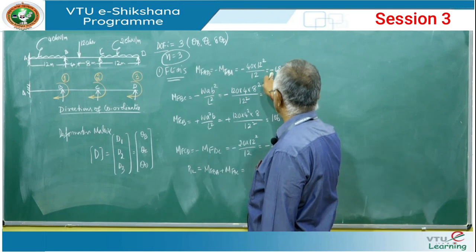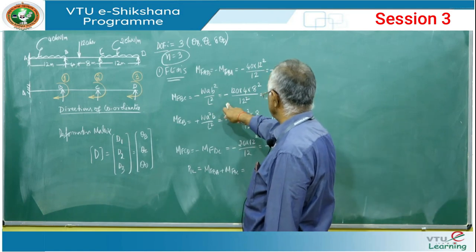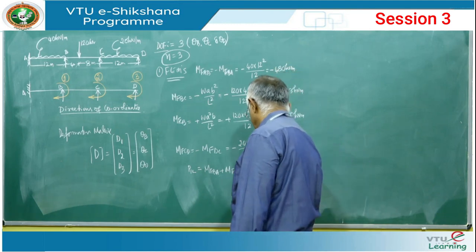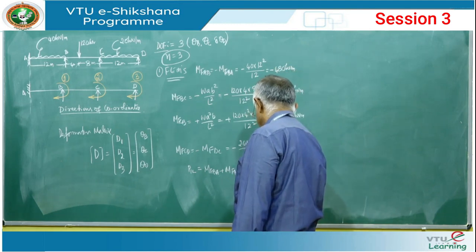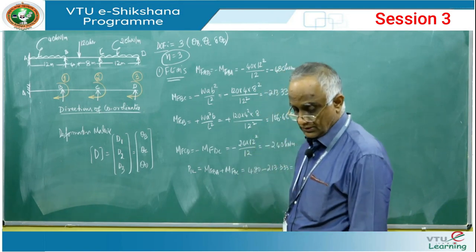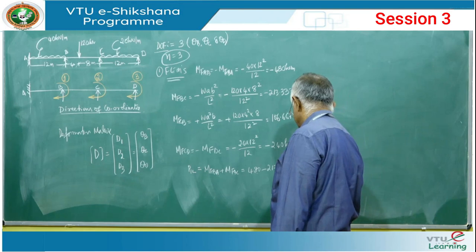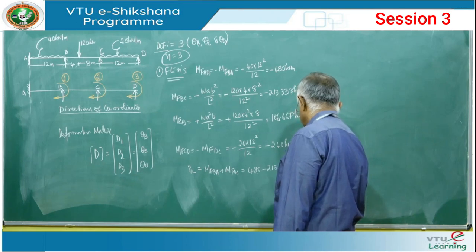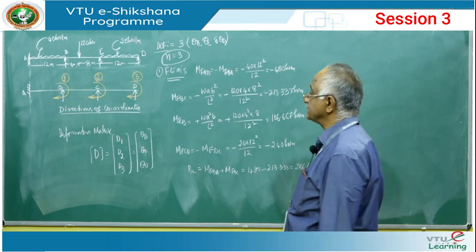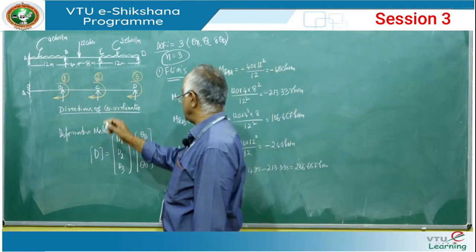MFBA is plus 480, MFBC is minus 213.333. So 480 minus 213.333 is equal to around 266.667 kilonewton meter.